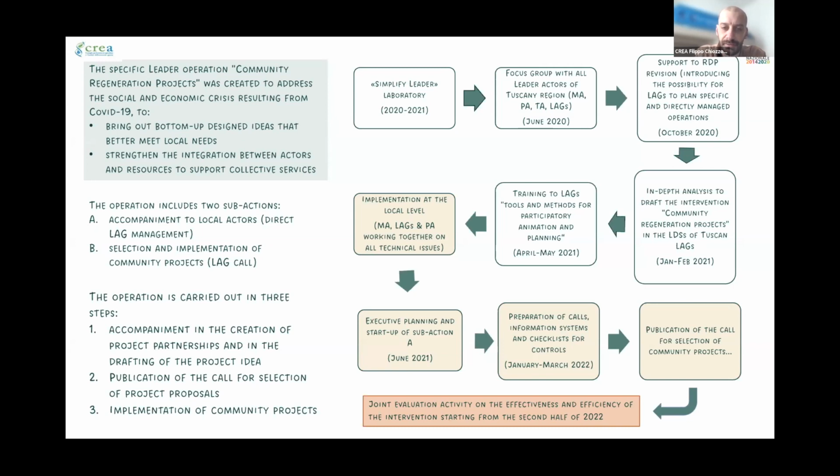The second phase, which is the yellow one, is where the managing authorities, the LEGs, and the paying agencies work together to define all the technical aspects: common calls, common information system, checklists for controls and audits, etc. And then in the end, the rural network will take on a role again, just to start a kind of joint evaluation activity on the effectiveness and efficiency of this intervention, but this will come later.